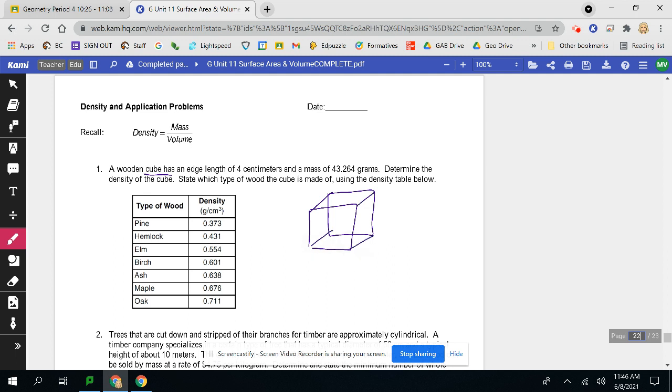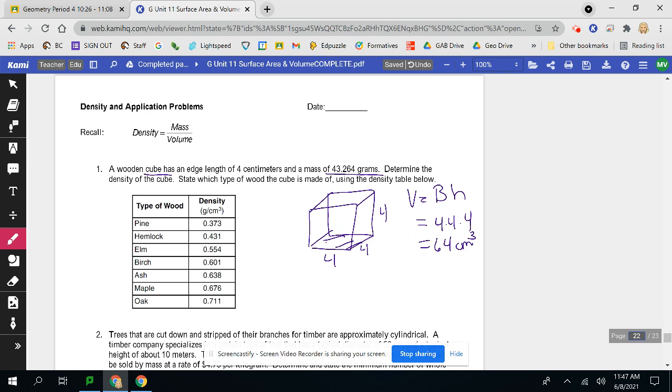And being that it's a cube, all dimensions are 4. And it has a mass of 43.264 grams. Determine the density of the cube. So to determine the density, the first thing we need to find is volume. So volume of a cube is area of the base times the height. So my base is a square. So that's 4 times 4 times the height, which is 4. So that's 64 centimeters cubed.